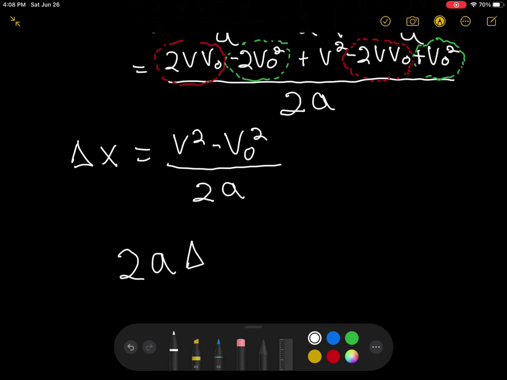2a delta x is equal to v squared minus v naught squared. And we're finished!